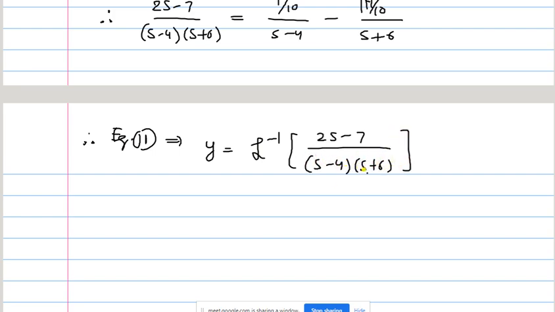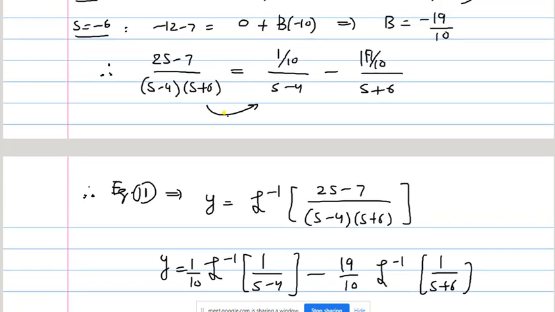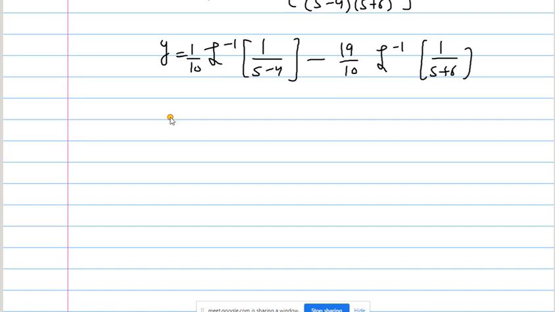This was my equation 1, but now I know that I can write this as 1 over 10 Laplace inverse of 1 over s minus 4 minus 19 by 10 Laplace inverse of 1 over s plus 6, because we have this expression, right? So if I write this thing as this plus this, if you want Laplace inverse here, this will give you Laplace inverse here, Laplace inverse here. Okay, so then I can write constants outside and write the formula. So now, from the formula I know that this Laplace transform is e to the power 4t.